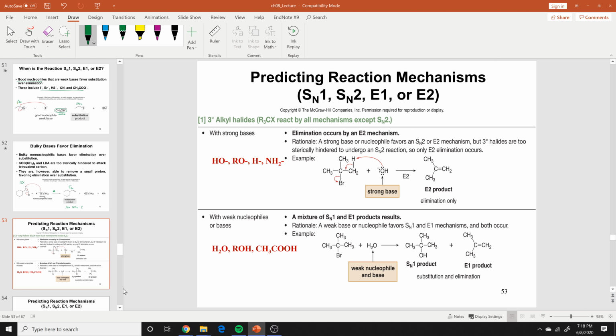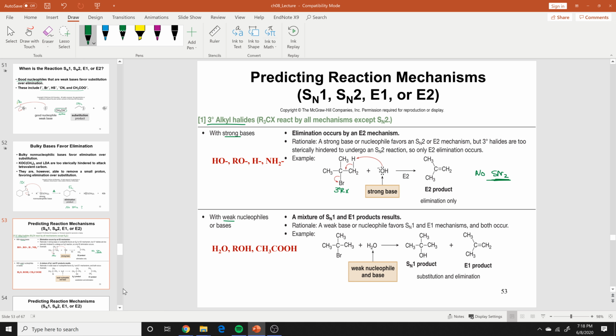Now if you have a tertiary alkyl halide, depending on the type of base or nucleophile that you are working with, it can go either by the E2 mechanism or by the SN1/E1 mechanism. So we know that tertiary alkyl halides do undergo the E2 mechanism. If you're working with a tertiary alkyl halide and you're using a strong base, definitely there is no SN2. Why is there no SN2? Because SN2 cannot happen with a tertiary alkyl halide.